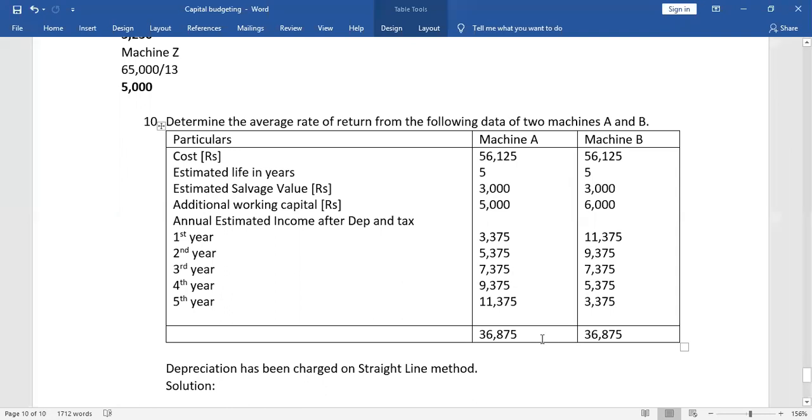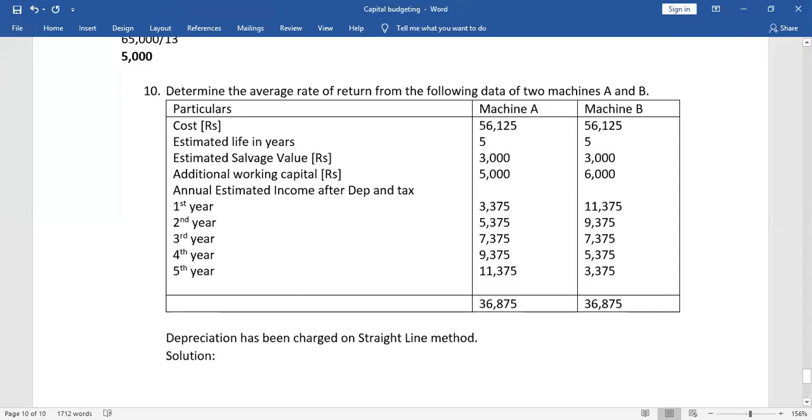And the total income after depreciation and tax is 36,875 for both the machines. For both the machines, the total profit after depreciation and tax is the same for A and B. Now let us go to the question.